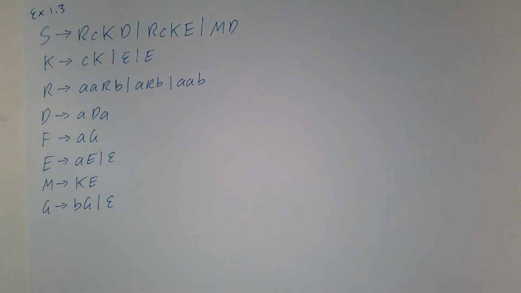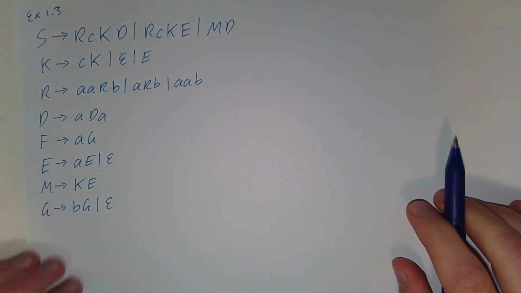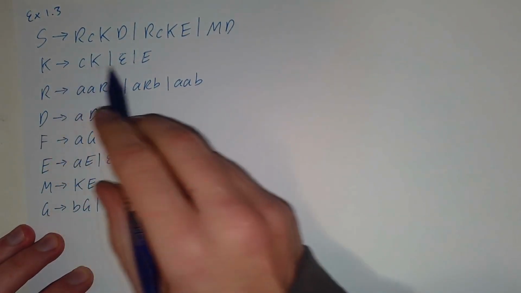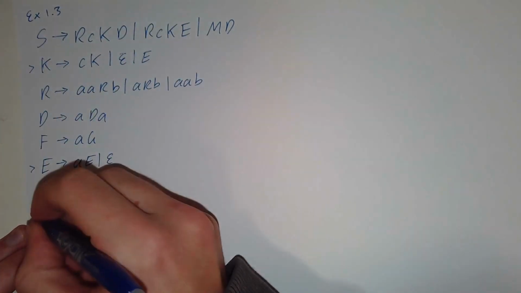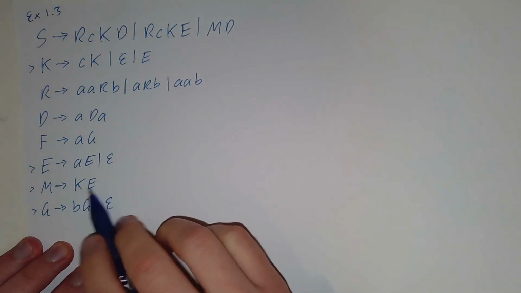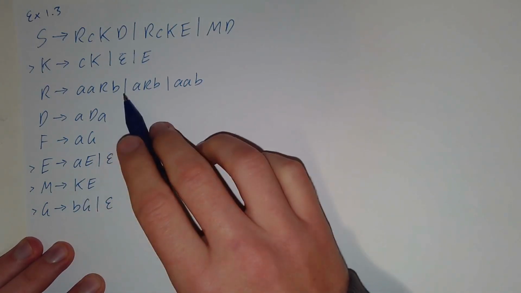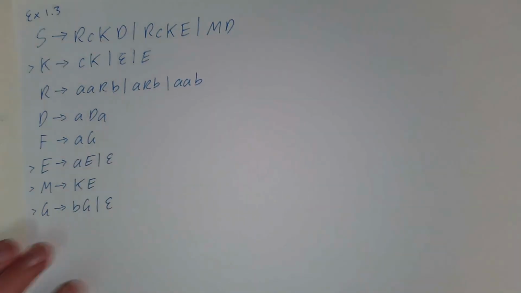Okay, let's look at a tricky example, exercise 1.3, which will require the use of all the rules we've seen so far. The first thing we need to do is remove the epsilon productions, and we'll do that by identifying all the nullable symbols. So immediately, it looks like K and E and G are nullable because they can produce epsilon directly. M is also nullable because it produces only nullable symbols, and that's not true for any of the other symbols. So those are the only nullable ones.